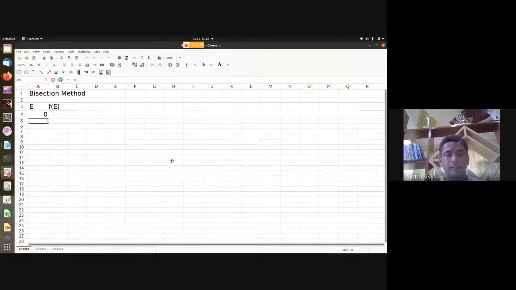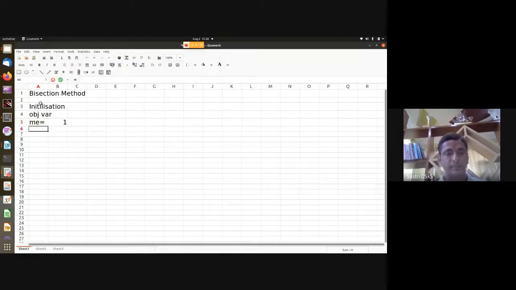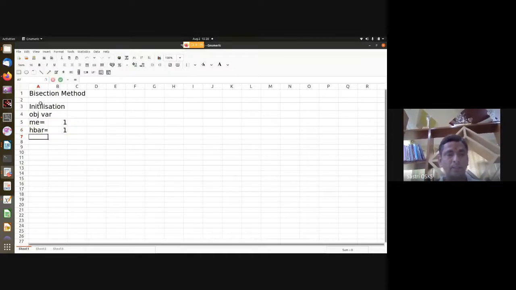Now first we have to decide on the variables. That's why I always go in a systematic fashion. So first, remember our entire process. Object variables: me equal to 1, and of course in this case h bar equal to 1. So that is atomic units. So we know we are in units of Bohr and Hartree. Okay, I'm not writing that.